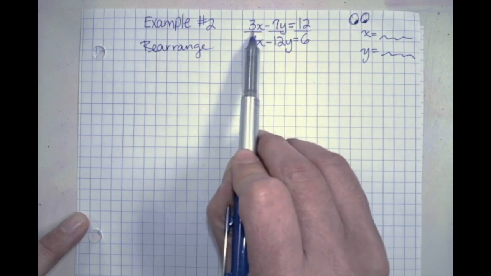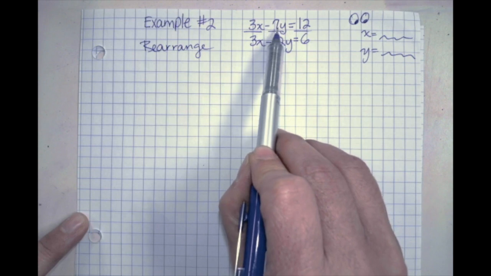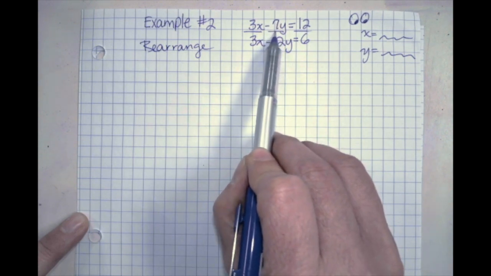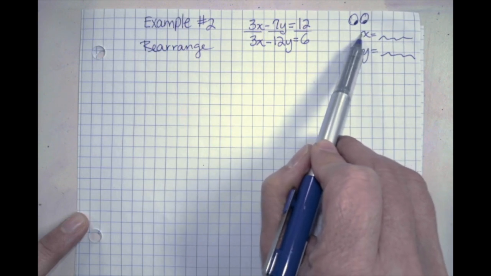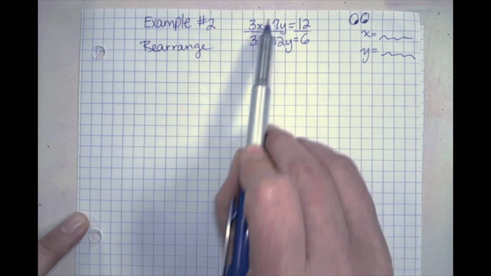So if I look at this 3 here, I'm going to divide all of these terms by 3. This one here, 7 divided by 3, does not come out to a pretty number. It comes out to a fraction. So I'm not going to choose x equals something. Let's try y equals something, which means I have to divide everything by -7.